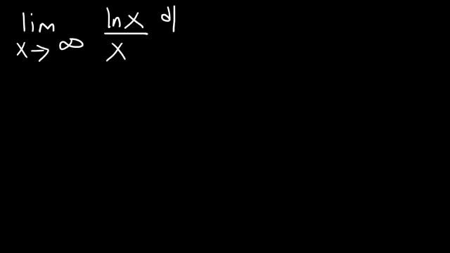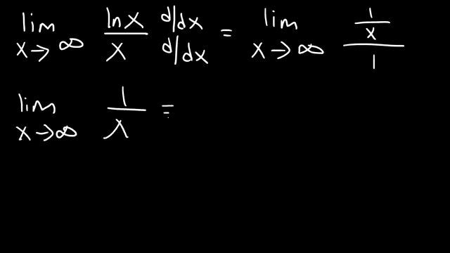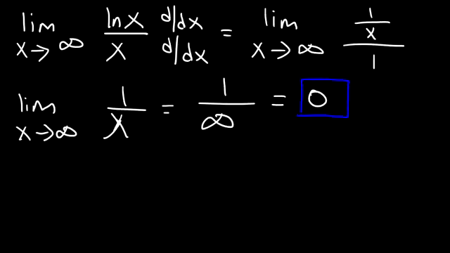So let's differentiate the numerator and the denominator separately with respect to x. The derivative of ln x is 1 over x, and the derivative of x is 1. So 1 over x divided by 1 is just 1 over x. At this point, we can use direct substitution. So this becomes 1 divided by infinity, which is equal to 0. So anytime you have a fixed number divided by infinity, it will always give you 0.